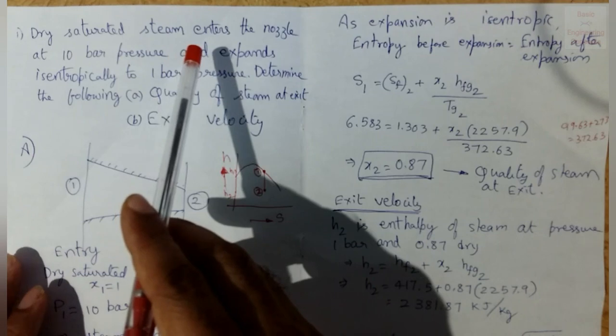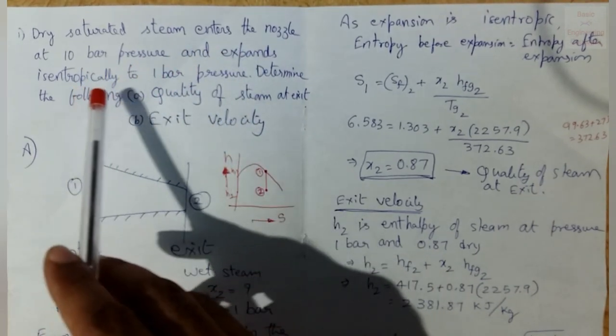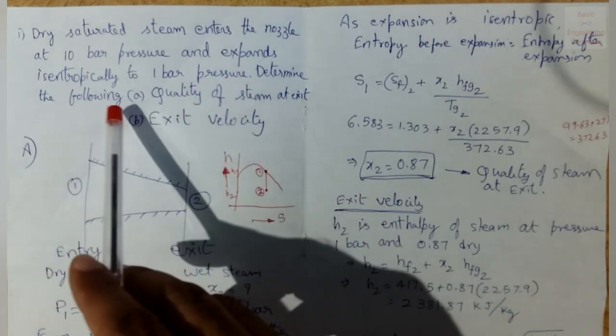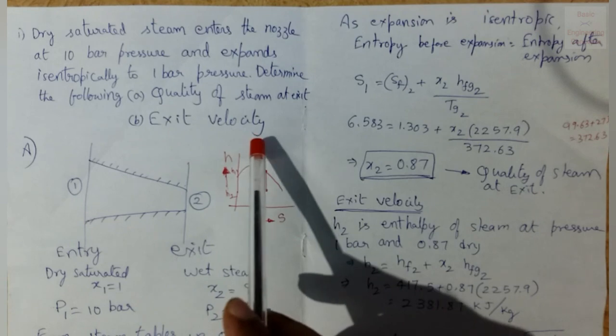Dry saturated steam enters the nozzle at 10 bar pressure and expands isentropically to 1 bar pressure. Determine the following. First one, quality of steam at exit. Second one is exit velocity.